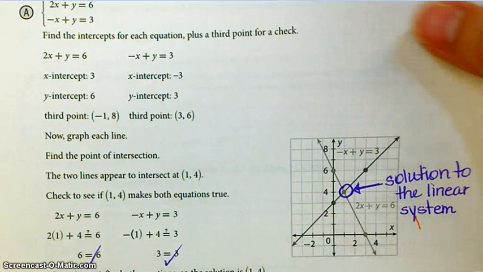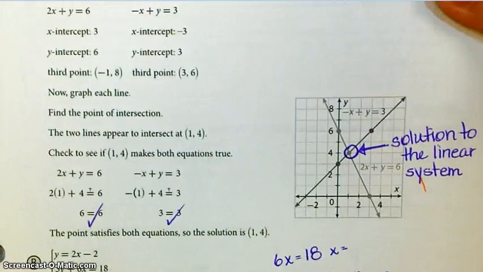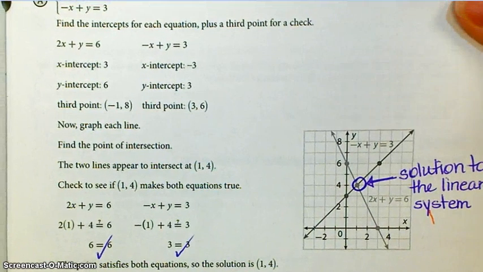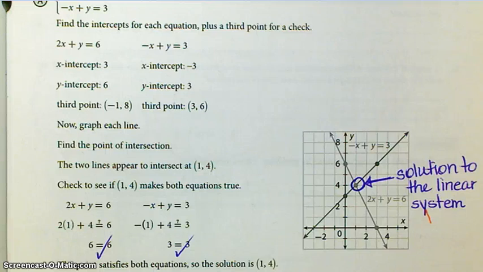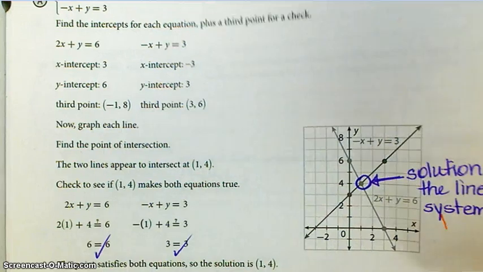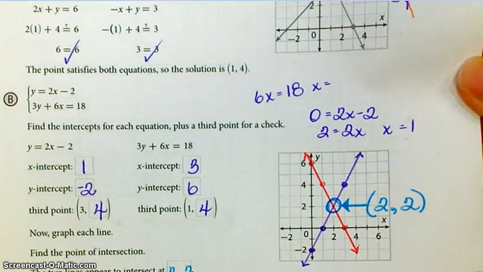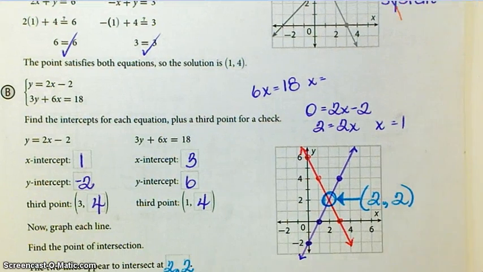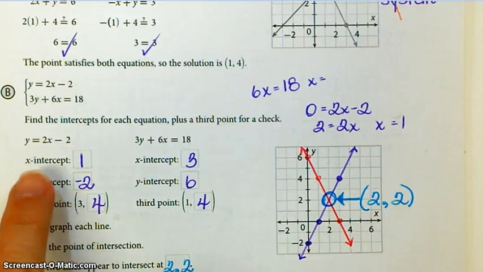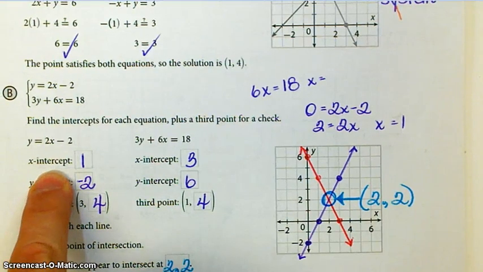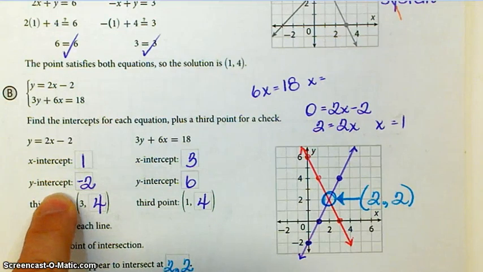And ta-da, you have solved it by graphing. All right, let's look at the next one. Find the intercepts for each equation, plus a third point for a check. I'm not going to worry too much about the third point, but if you want the x-intercept, remember, put 0 in for y. If you want the y-intercept, put 0 in for x.